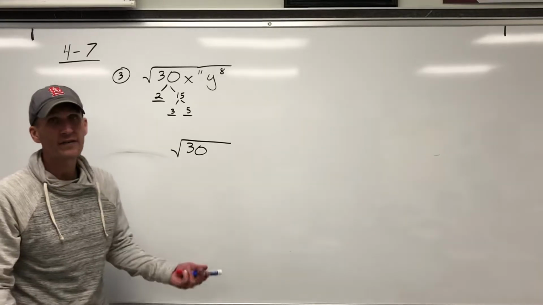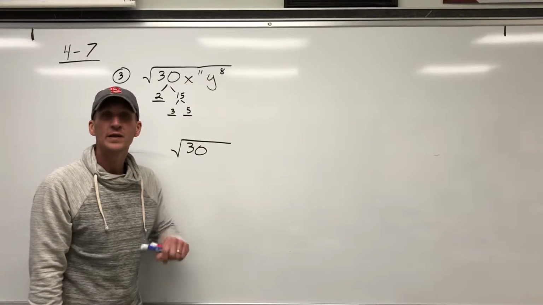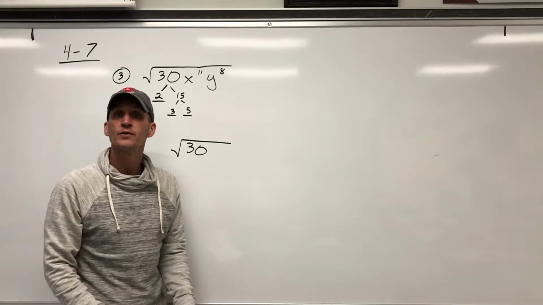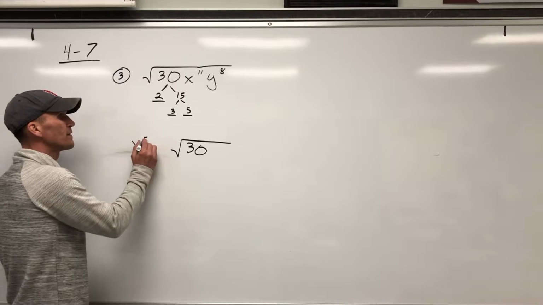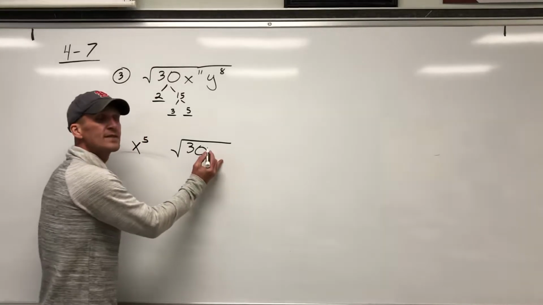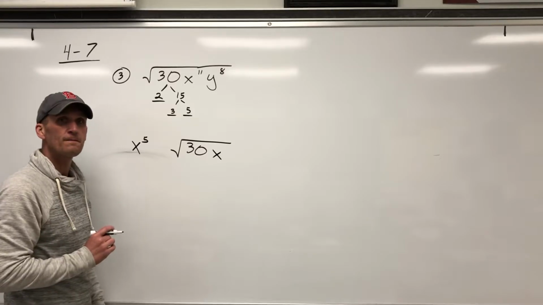If you need to write 11 x's, you can. But I know 11 divided by 2 is 5 with a remainder of 1. Since it's 5, I put x to the 5th on the outside, and since it's a remainder of 1, I still have an x on the inside.